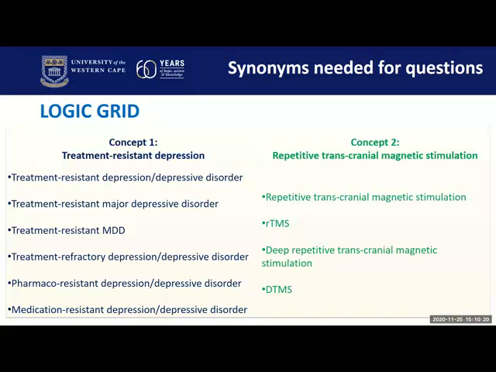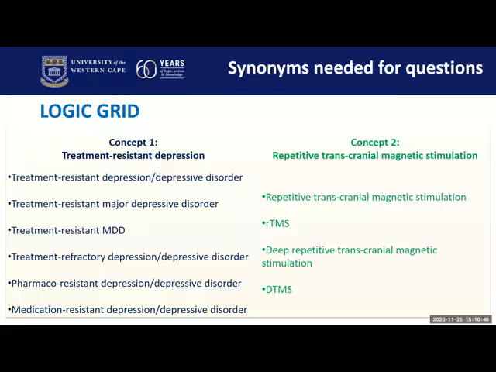If you look at the second concept, this is the new intervention. It speaks about repetitive transcranial magnetic stimulation. Repetitive transcranial magnetic stimulation can also be referred to as deep repetitive transcranial magnetic stimulation, or DTMS or RTMS. So it's just the way the concept is described.